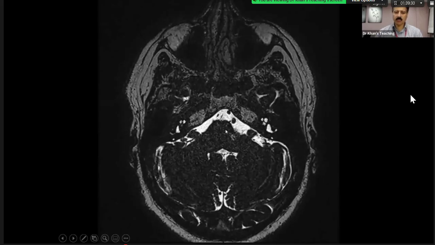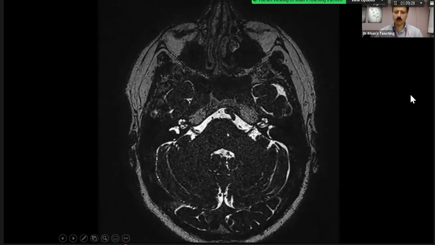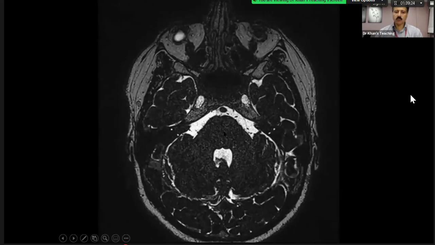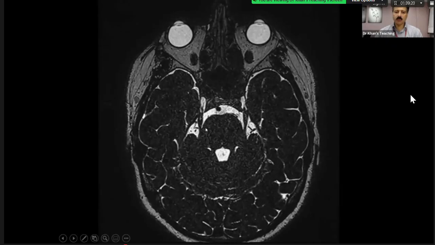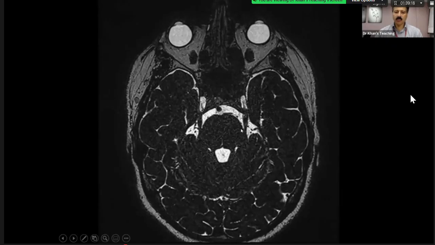Now, this medulla is changing into pons. So here comes the pons. Now, I'm going superiorly, and as I go superiorly, you can see the 5th nerve coming out on both sides. And this 5th nerve goes into this CSF space, which is an exam space.